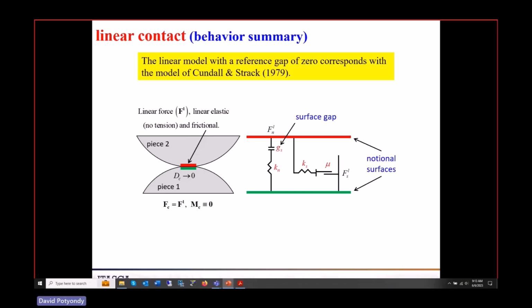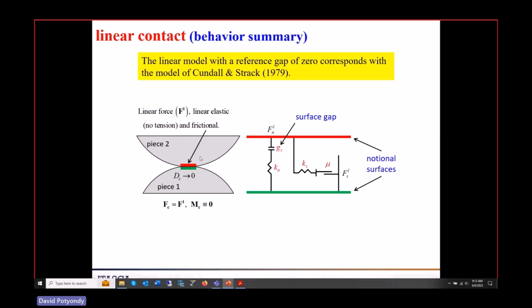This is the linear model, right? This is the basic core model that we use. This was the model that Cundall and Strack presented in their original paper that describes the distinct element method, right? So there we go. You know all about these plots now.